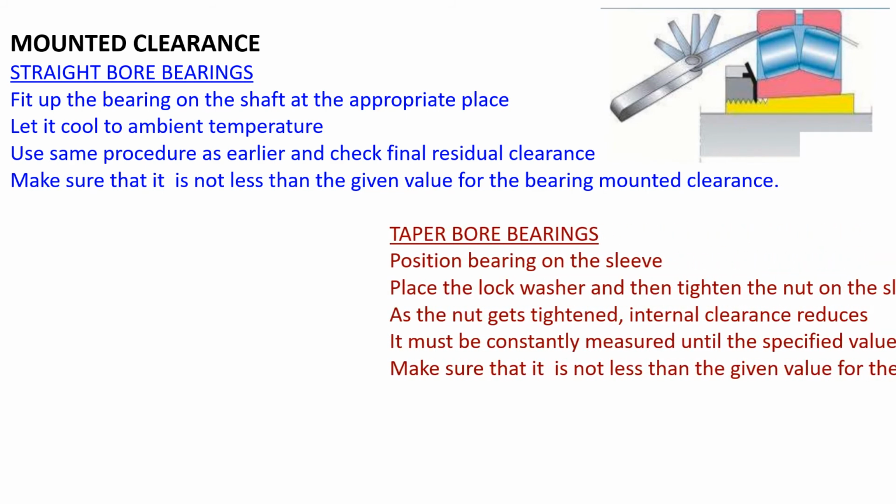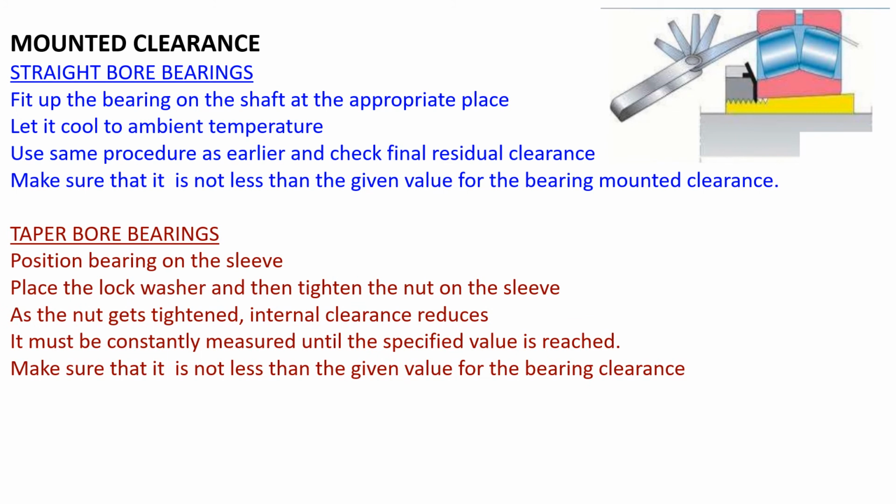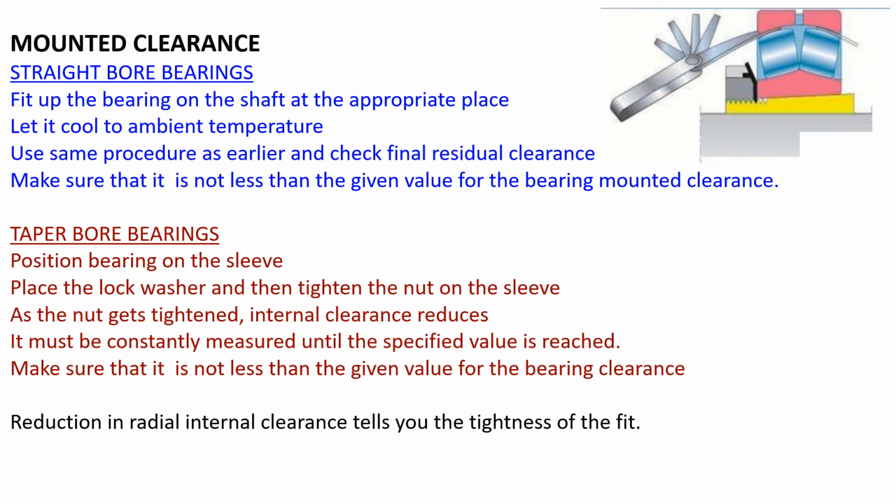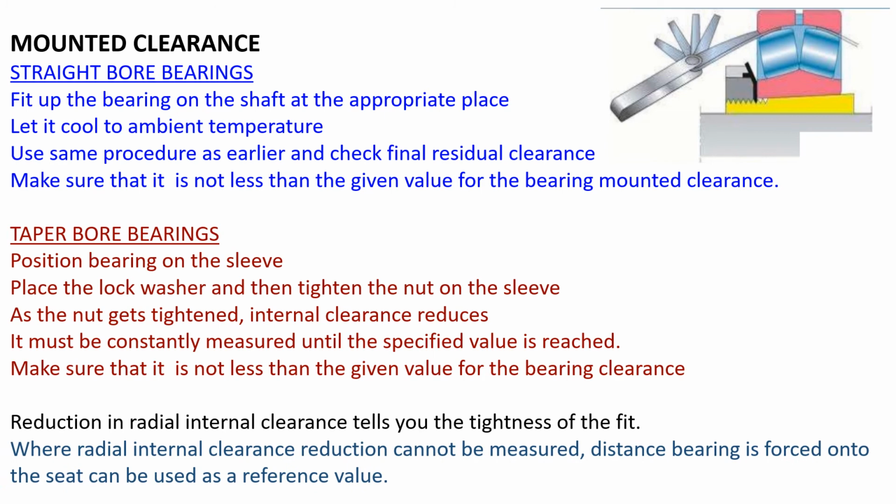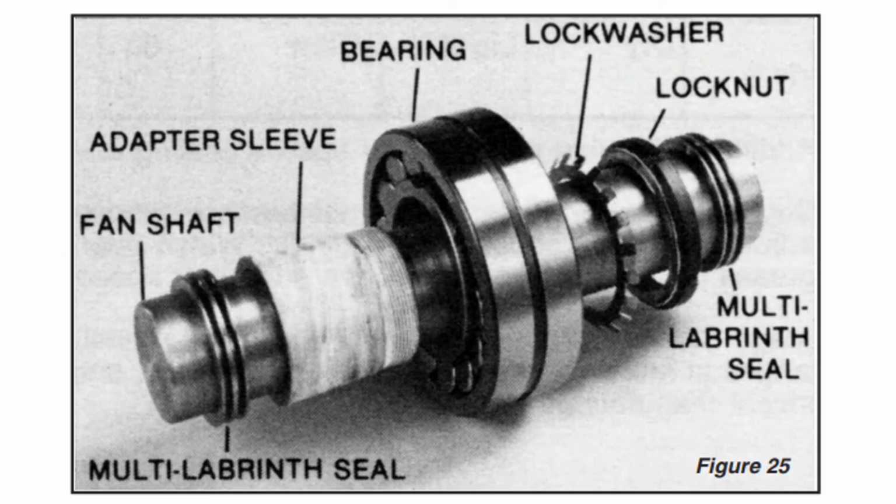For the tapered bore bearings, position the bearing on the sleeve, place the lock washer and tighten the nut on the sleeve. As the nut gets tightened, internal clearance reduces. It must be constantly measured until the specified value is reached. Make sure that it is not less than the given value for the bearing mounted clearance. Reduction in internal clearance tells you the tightness of the fit. When the radial internal clearance reduction cannot be measured, the distance the bearing is driven onto the seat can be used as a reference value.